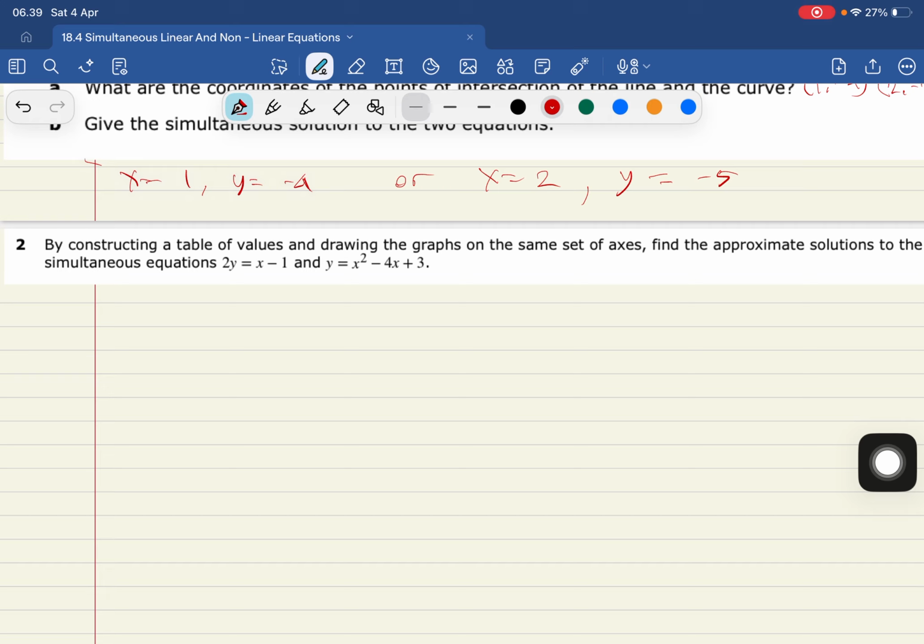So we go, make it 2y equal to x minus 1. Then we have y equal to x squared minus 4x plus 3. Okay, here it is. We got it. Let me screenshot.